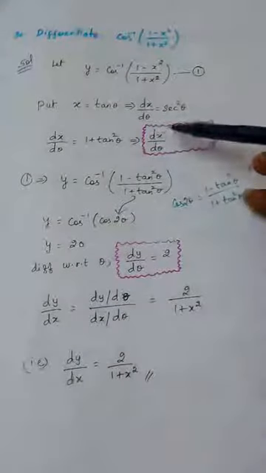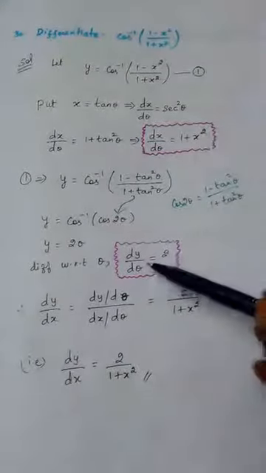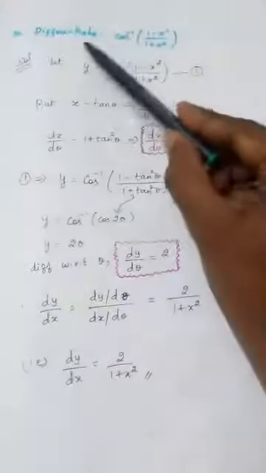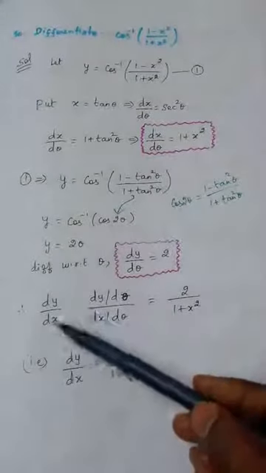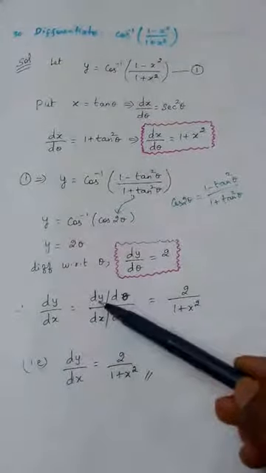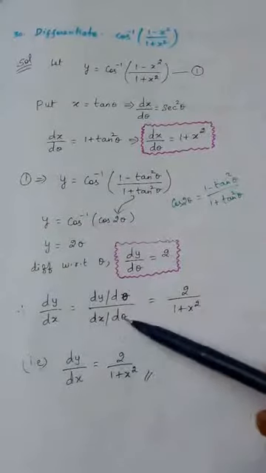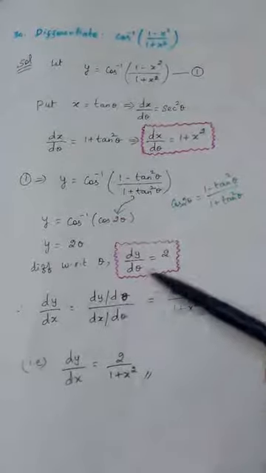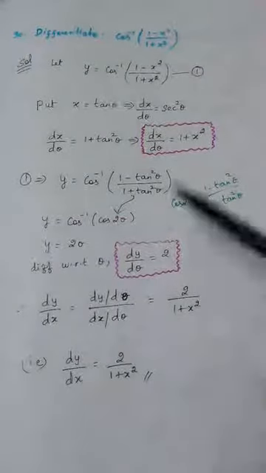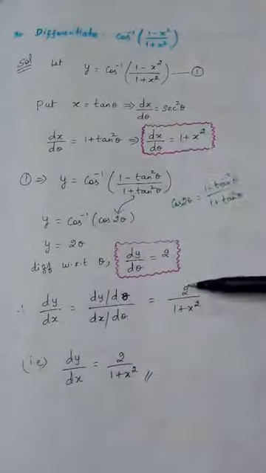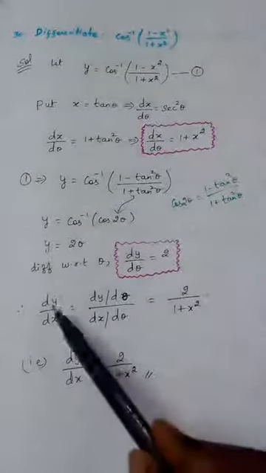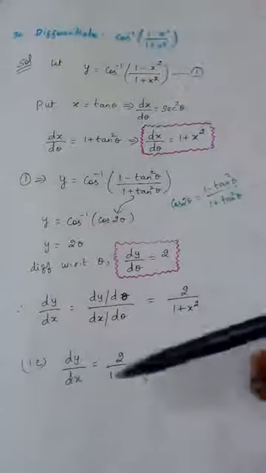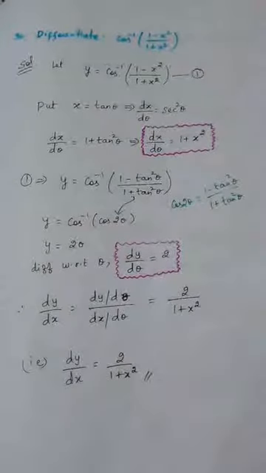Now here we found the dx by d theta value, and now we got the dy by d theta value. What do we actually want? We want to differentiate, so we need to find dy by dx. What is the formula? dy by d theta divided by dx by d theta. These we have already found. So the numerator value is 2, and the denominator value is 1 plus x square. So 2 by 1 plus x square is the answer for dy by dx. When you differentiate this function, the answer is 2 by 1 plus x square.